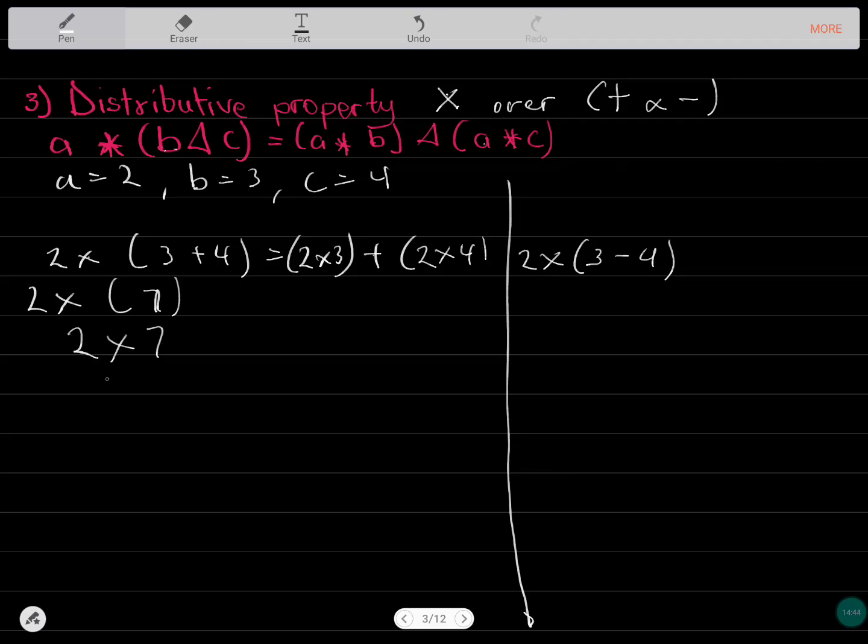Now we have 2 times 7, and that will give us 14. Let's test the right hand side and see if we also have 14. 2 times 3 is 6, plus 2 times 4 is 8. When we sum these up, we have 14, so we can tell that they are equal. So multiplication is distributive over addition.